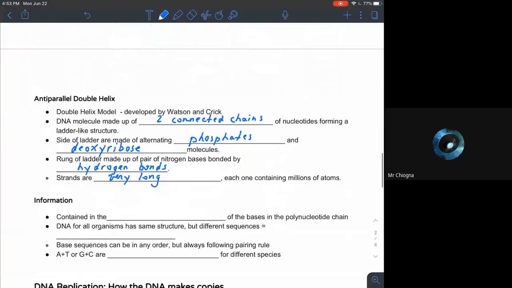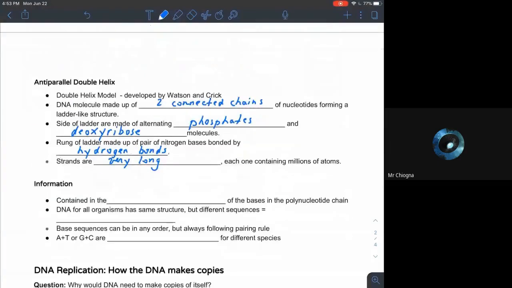So the information is contained in the linear sequence of the bases in the polynucleotide chain. Okay, so that's where the information is contained. It's contained in the sequencing.